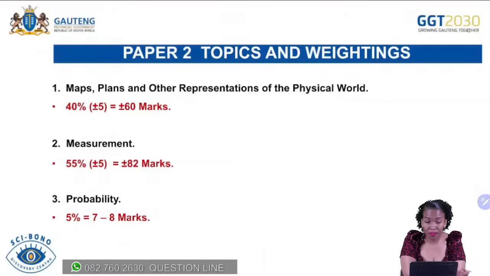These are the topics and their weightings for paper 2. So this weekend, as you are preparing for paper 2, these are the only topics that you will be preparing. The maps, plans, and other representations of the physical world. You will also be preparing the topic of measurement. And just like in paper 1, the section of probability will also be assessed on your paper 2. And then with paper 2, you can also expect to see your growth charts. The growth charts were there in paper 1 today. And then even on Monday, you can also expect to see the growth charts.